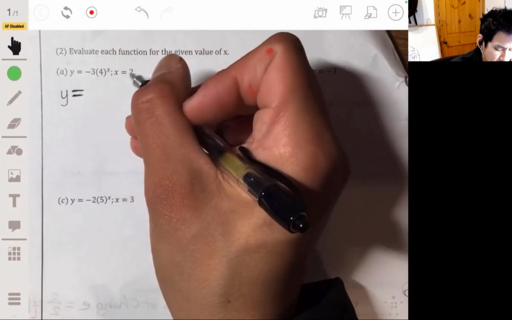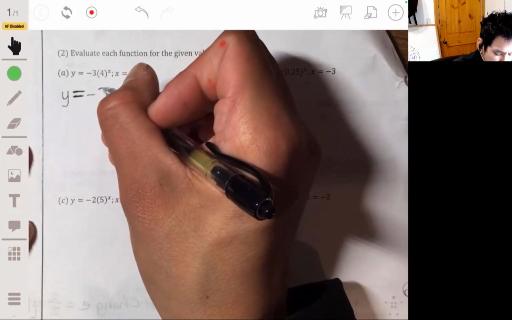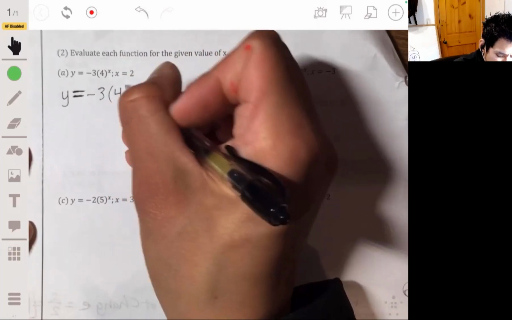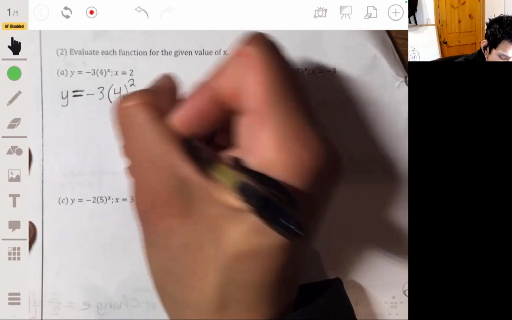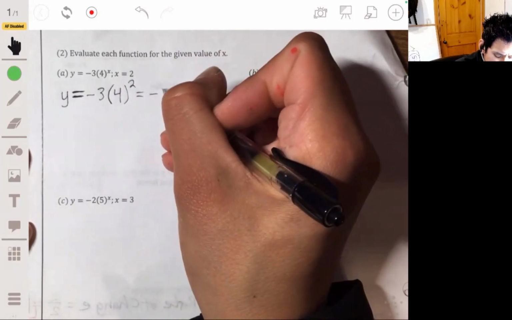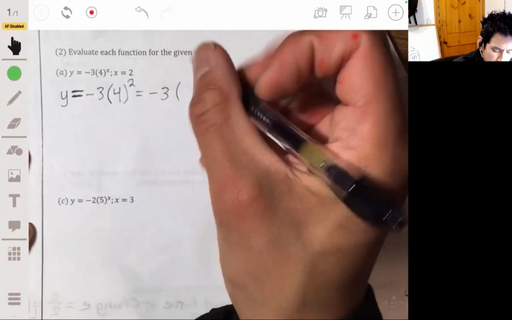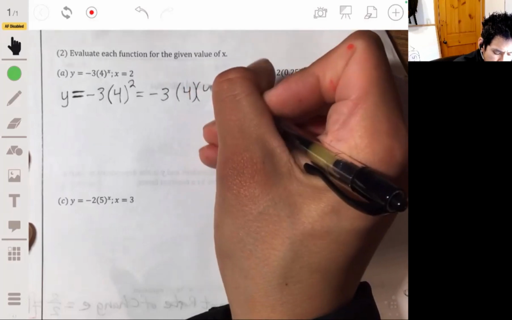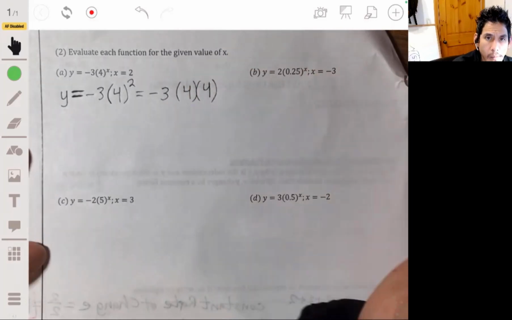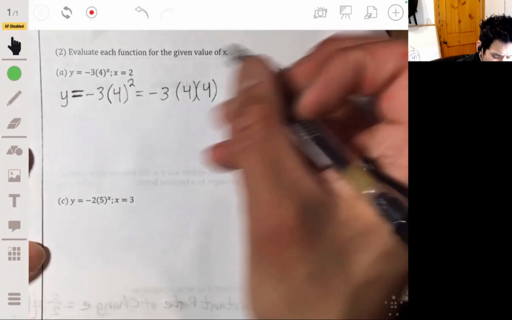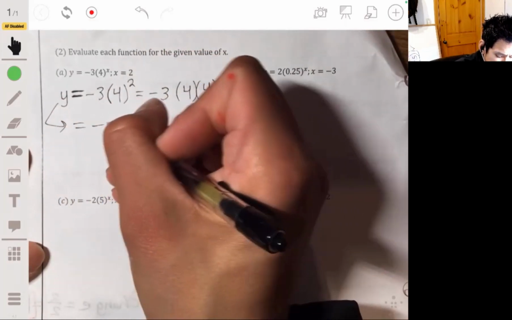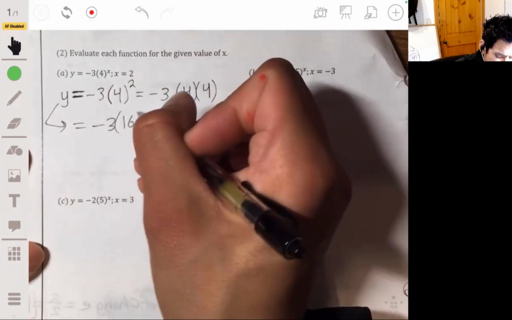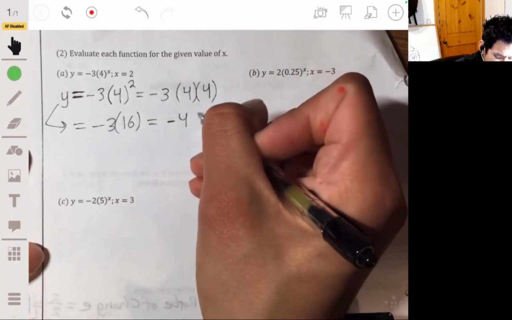So we're going to evaluate this for x equals 2. So we're going to have y equals -3 times 4 to the 2 power. This is the same as -3 times 4 times 4, which is -3 times 16. And our answer is -48.